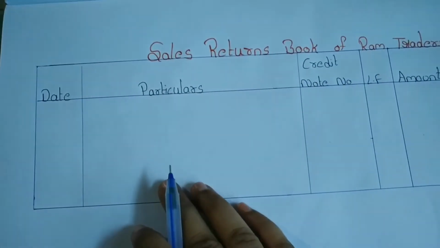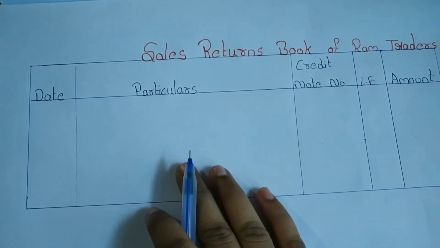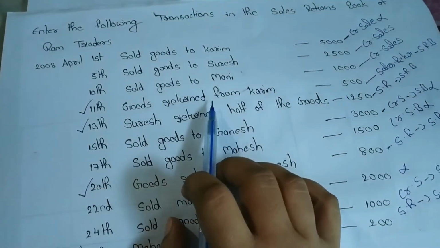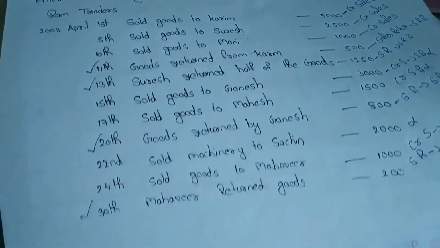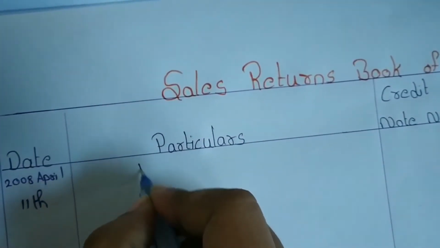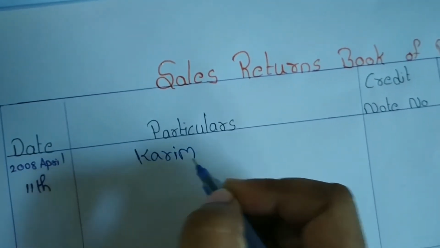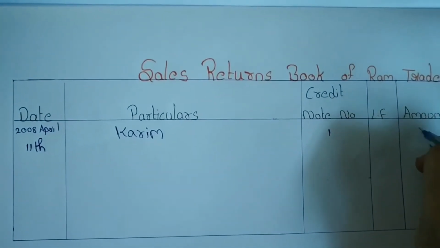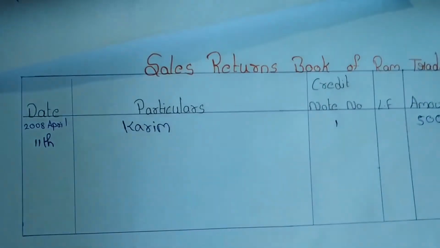Okay. Now you can enter the transactions one by one in this book. Okay. See, on 11th, goods returned from Karim. So this was the first that should be entered in sales returns book, right? In the date column you have to mention the date. In particulars you have to mention the name of the customer. Customer here was Karim. Okay. Credit note 1, and in the amount column you have to mention the amount. It was 500. Okay. That should be recorded in the amount column.